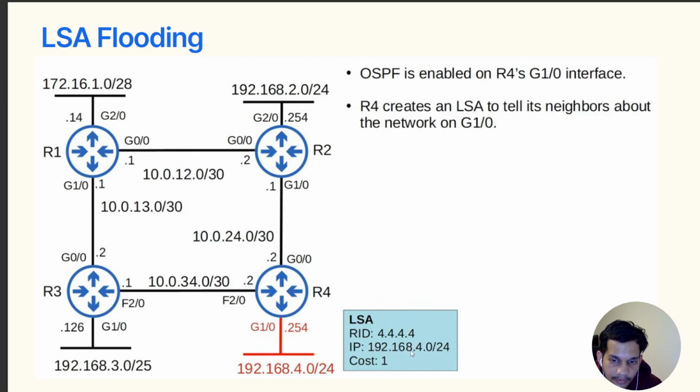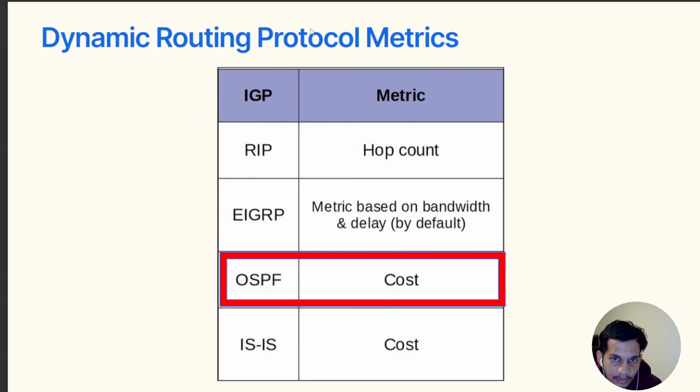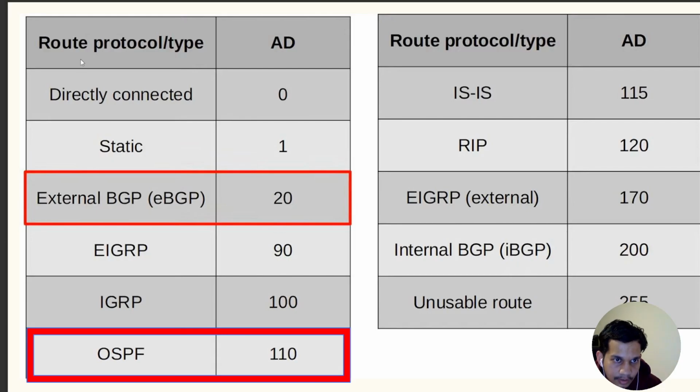192.168.4.0/24, and then the cost is 1. We have seen about cost in the dynamic routing protocol video previously: different routing protocols use different metrics, that is RIP uses hop count and OSPF uses cost. To check the priority of which protocol is being used, it takes the help of administrative distance, and in this case OSPF has an administrative distance of 110.